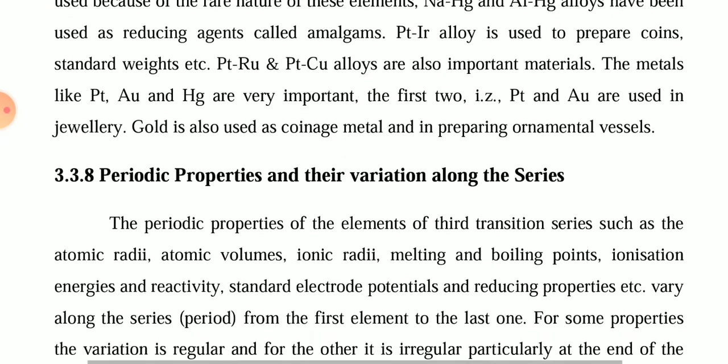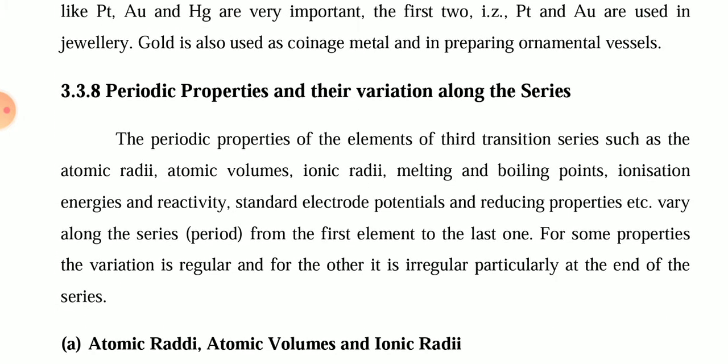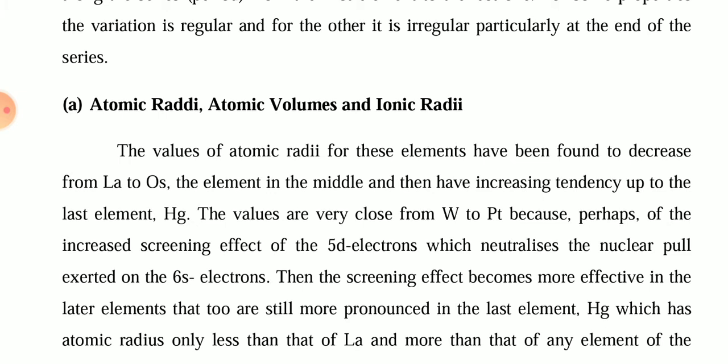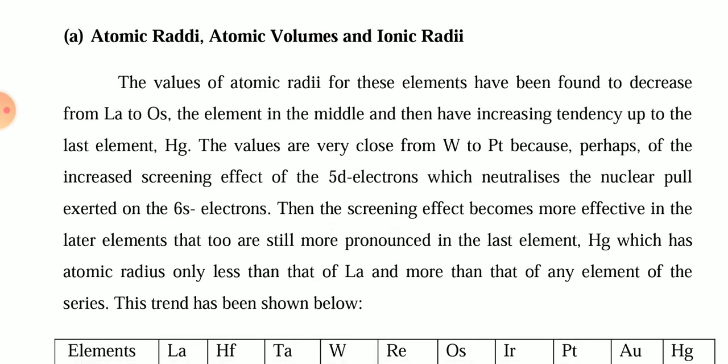Okay, next property is atomic radii. Atomic radii, melting point, boiling point, ionization energy are the periodic table properties which we have learned previously also for the second and first transition series. The values of the atomic radii of these elements have been found to decrease from lanthanum to osmium, the element in the middle, and then they have an increasing tendency up to the last element, which is Hg, mercury. The values are very close from tungsten to platinum because of the increased screening effect of the 5d electrons, which neutralizes the nuclear pull exerted on the 6s electrons.